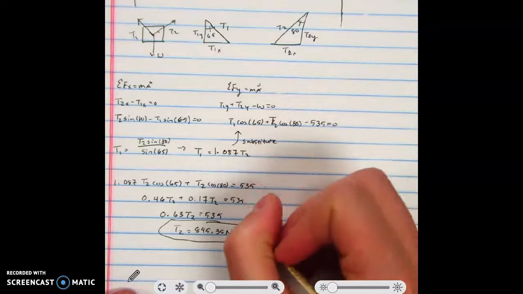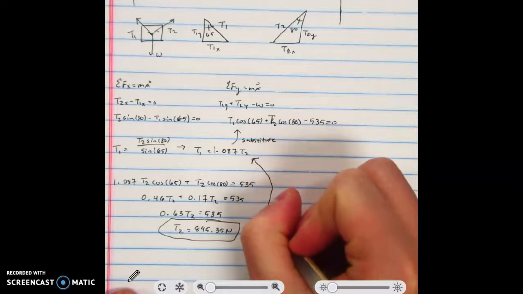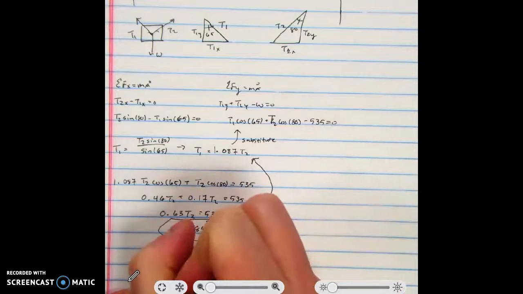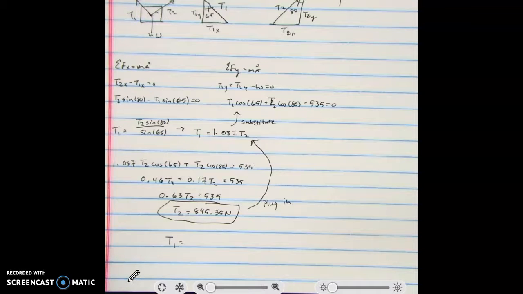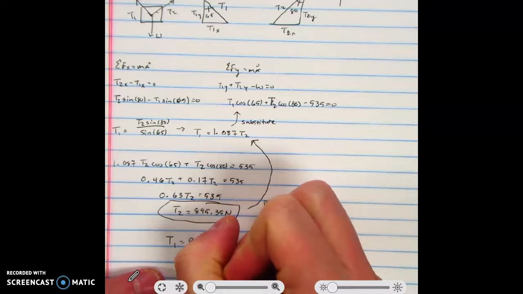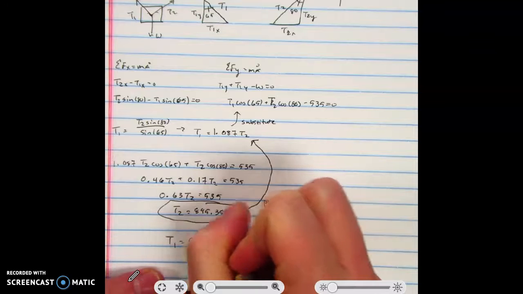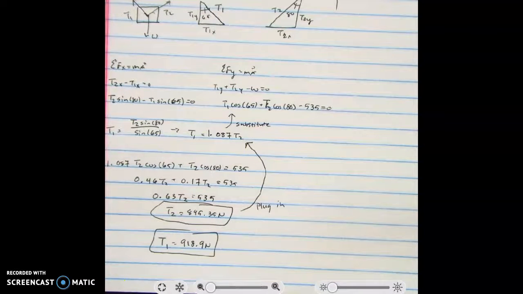And then to get T1, we have this equation up here. So we now plug in. T1 ends up being this 845 number times 1.087, and I get 918.9 newtons. Okay, that's all she wrote.